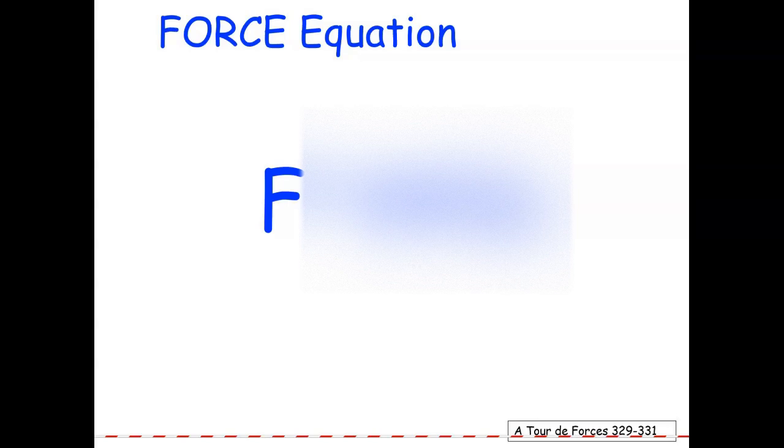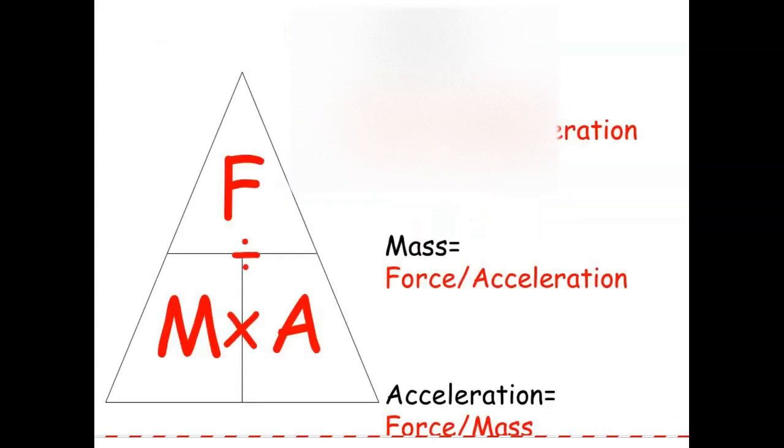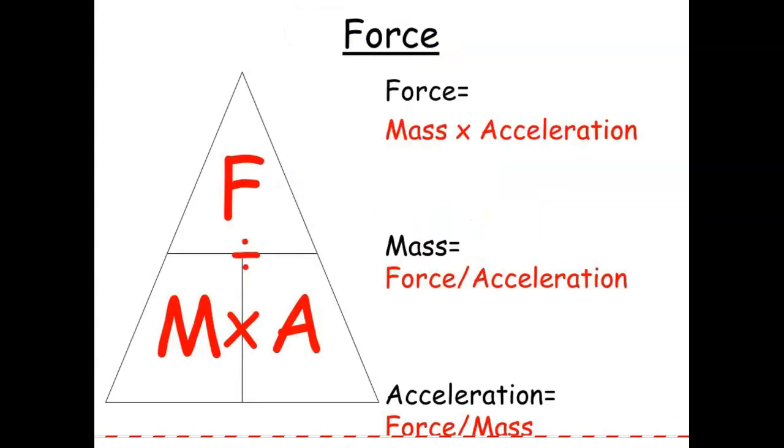Okay, so F equals ma. If you're familiar with the formula triangle, you know that whatever you need to solve for, you can use the triangle for. So if you are given the force and the acceleration, you can solve for mass. You just look at the triangle. Force divided by acceleration equals the mass.